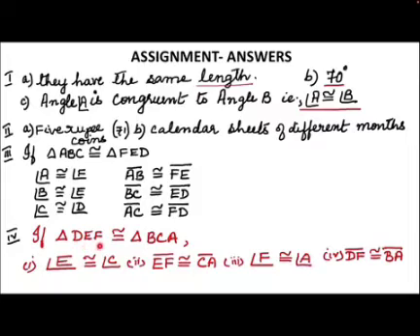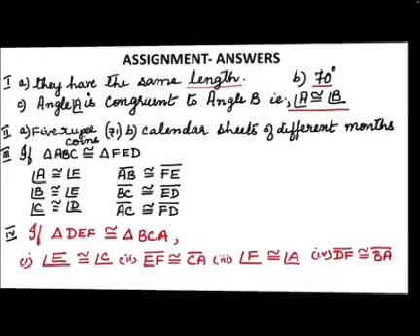CA, EF. Next, with F, angle F, which is its corresponding angle? It is A. Okay, children? Then DF is congruent to BA. So order is very important. Okay?